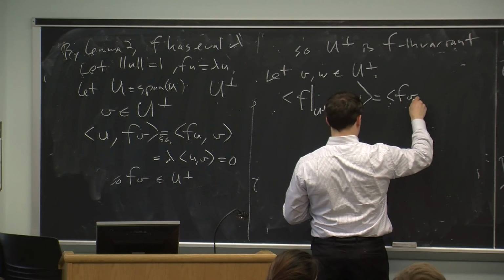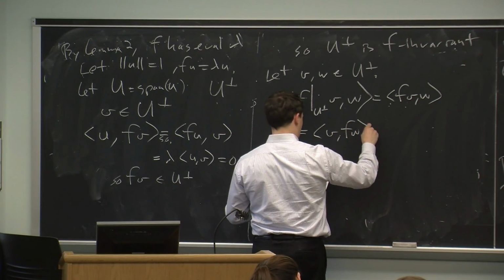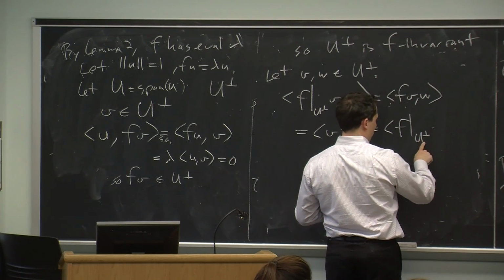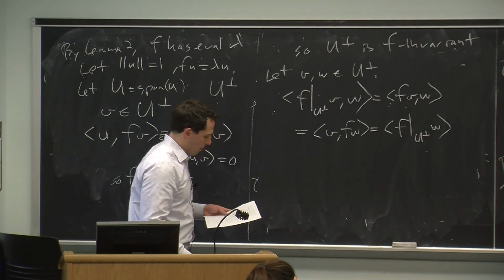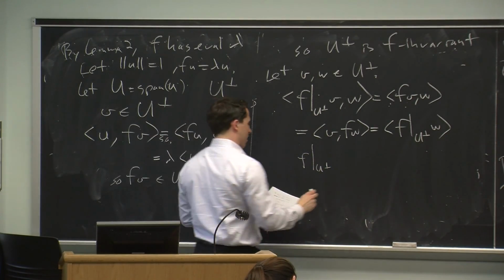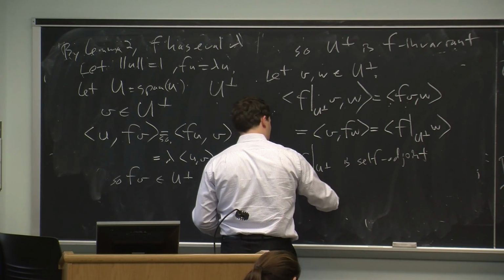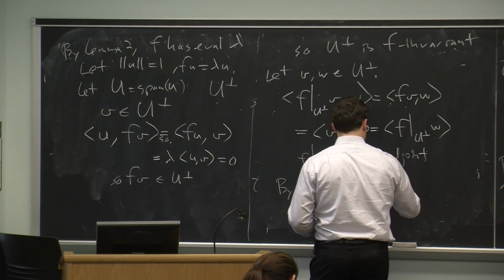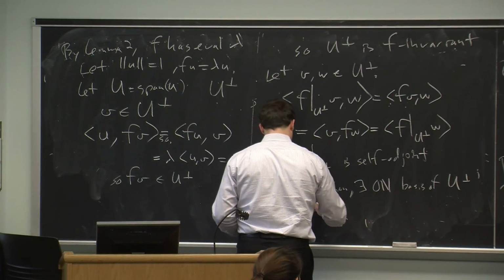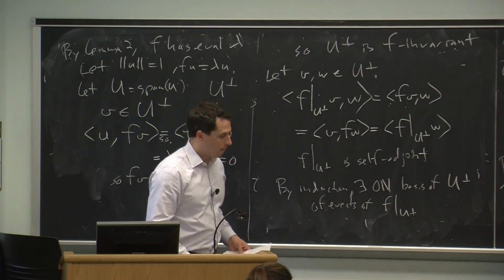That's equal to F of v and w, because v was in the orthogonal complement already. By self-adjointness, that's v and F w, and that's equal to v and F restricted to the orthogonal complement applied to w, because w was already in the orthogonal complement. And that shows that this F restricted to U perp solves the adjoint equation, and so it is self-adjoint. And so by the induction hypothesis, we have an orthonormal basis of the orthogonal complement of U, consisting of eigenvectors of F restricted to the orthogonal complement of U.